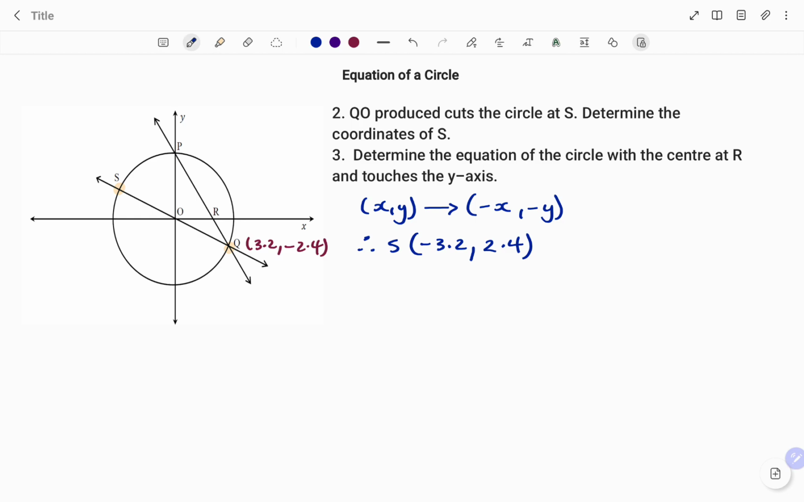Going to the third part of the question, it says, determine the equation of the circle with the center at R and touches the y-axis. So if you have a circle that has a center at R, as shown, and also touches the y-axis, what we have is, you can see that the point R lies on the line PQ, and we have the equation of the line PQ.